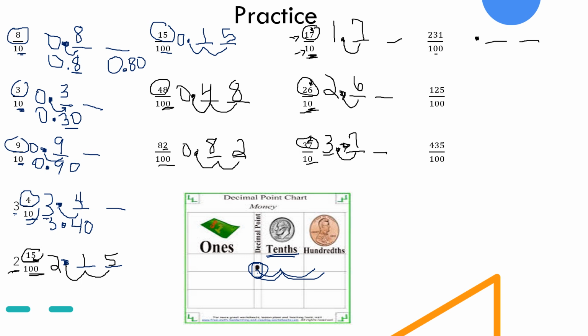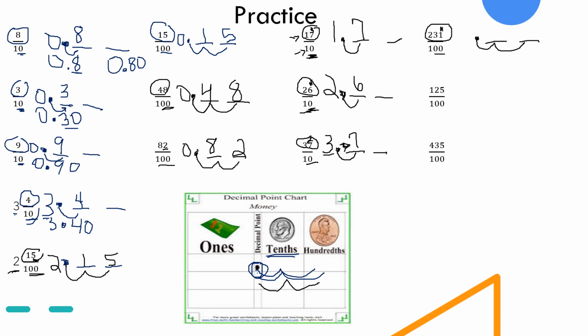Alright, so I check my denominator, 2 zeros. What does that tell us? That we're trying to move over to the hundredths place. And how far away is it? 2 places. So I start on my decimal point and I go 1 and 2. I have the number 231.